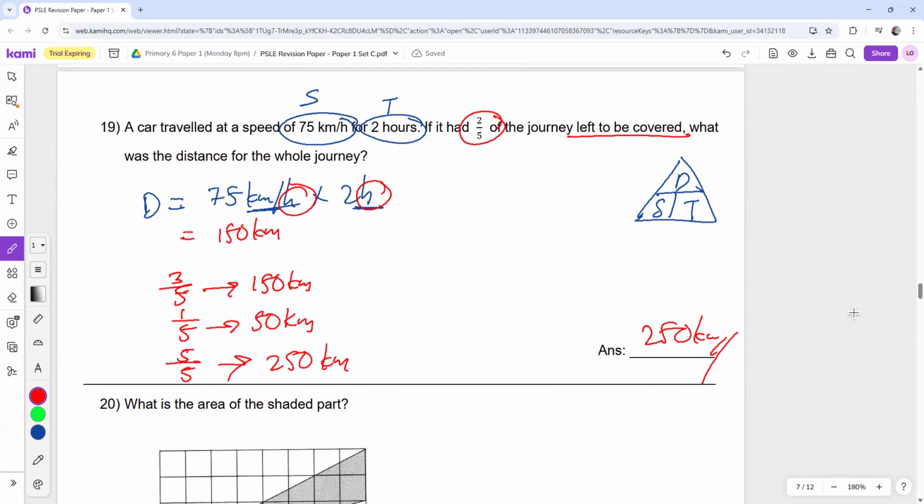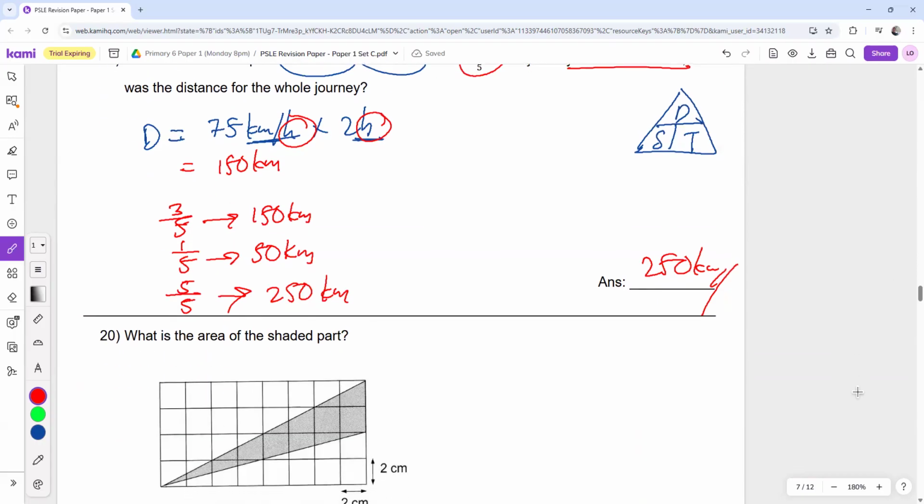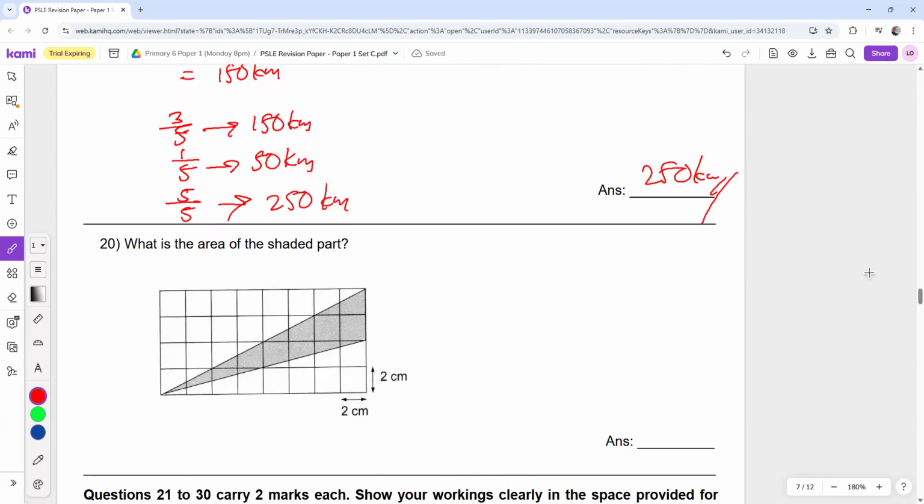Okay, question 20. Okay, you need to copy down, let me know. Question 20. What is the shaded part? Your answer will be 32 cm square. All right, now this is a triangle. Triangle means what? Triangle means no need to use any method. Just find the triangle area. Half times base times height because it's a triangle.